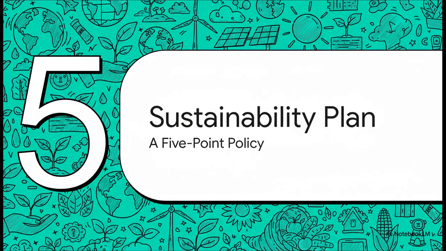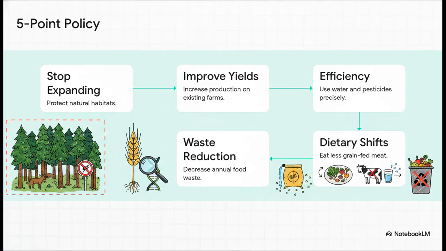Section 5. A Universal Sustainability Plan. So the crucial point is knowing the damage conventional farming causes and knowing the absolute limits of our land. What is the path forward? International experts actually recommend a 5-point policy, and we're going to walk through these 5 incredibly vital steps. Think of this as the systemic cure for our global food future.